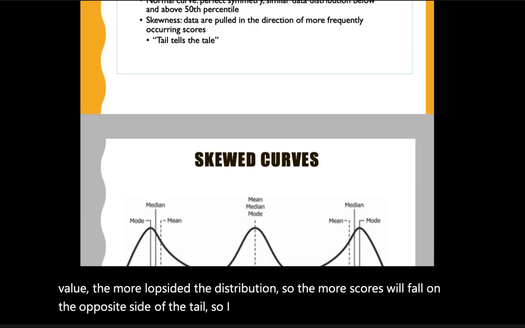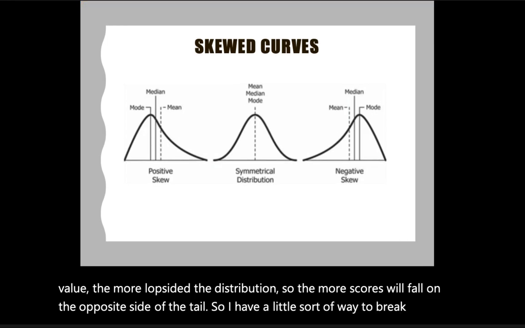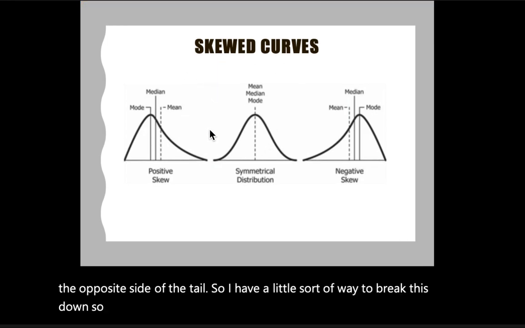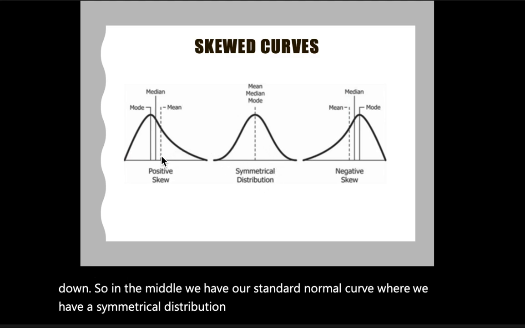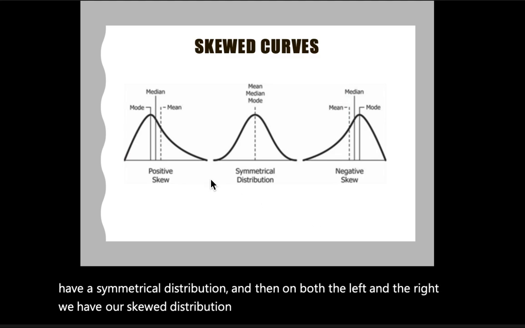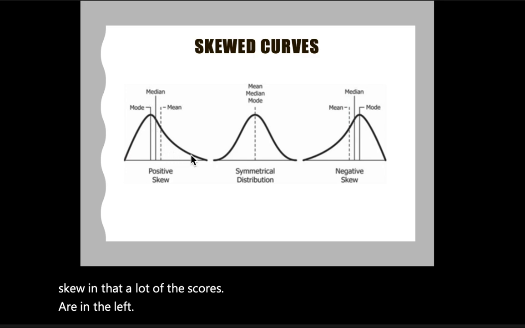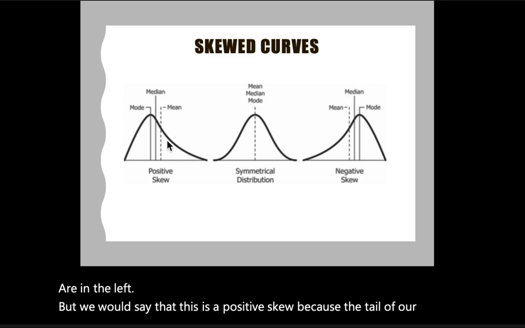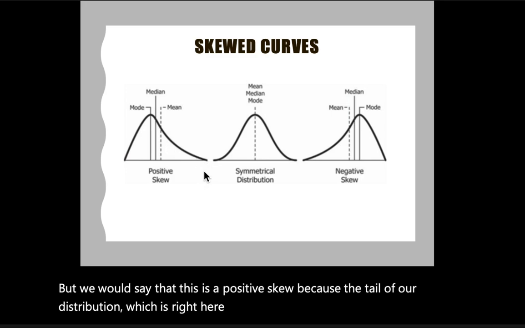So I have a little sort of way to break this down. In the middle, we have our standard normal curve, where we have a symmetrical distribution. And then on both the left and the right, we have our skewed distributions. So on the left, you'll see that there is a skew in that a lot of the scores are in the left. But we would say that this is a positive skew because the tail of our distribution, which is right here, is pulled towards the positive side of our x-axis.